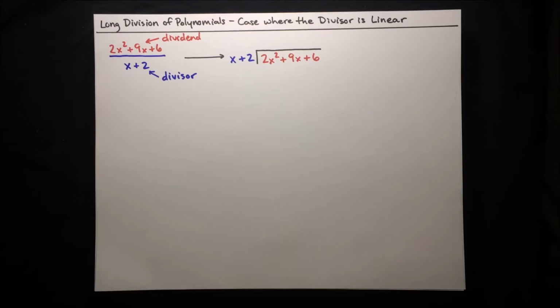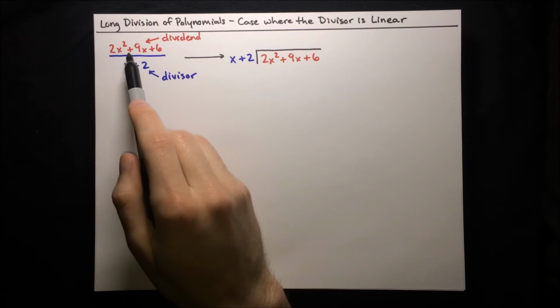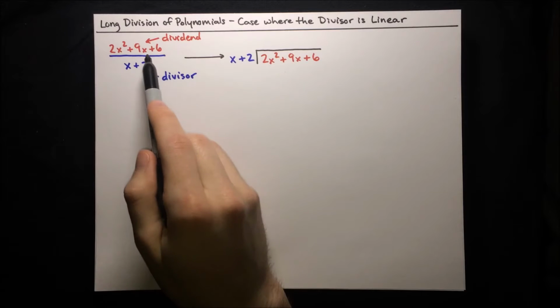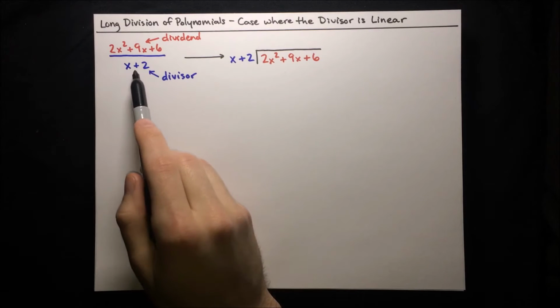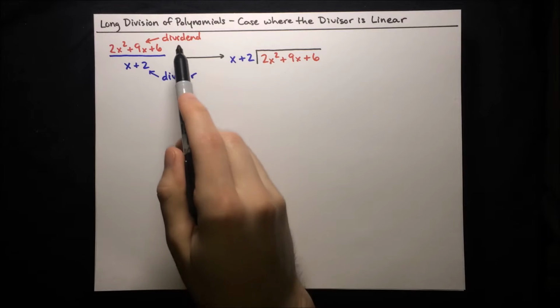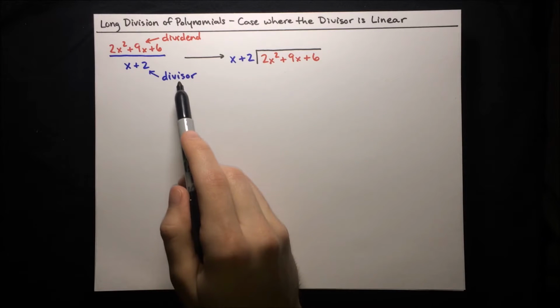In this video, I'm going to show you how to divide polynomials using long division. Here we've got a polynomial 2x squared plus 9x plus 6, which we'll call the dividend, and we want to divide that by another polynomial, x plus 2, which we call the divisor. This idea of dividend divided by divisor should sound pretty familiar from arithmetic long division. And to do polynomial long division, we use a really similar process.